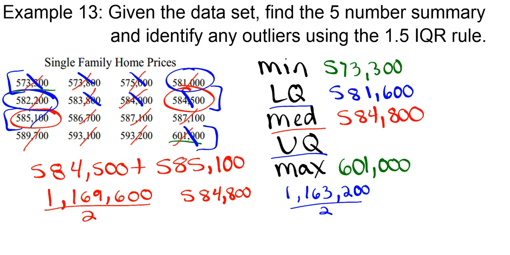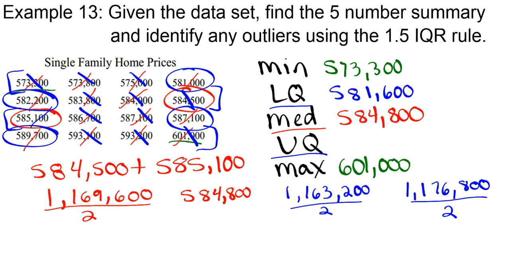So now I'm going to cross off until I make it to the middle for my upper, which is going to be 587,100 and 589,700. So I'm going to add them together to find the sum so I can take the average. And that's going to give me 1,176,800. But of course, I got to divide it by 2 because that's how many numbers there were. And my upper quartile is 588,400.